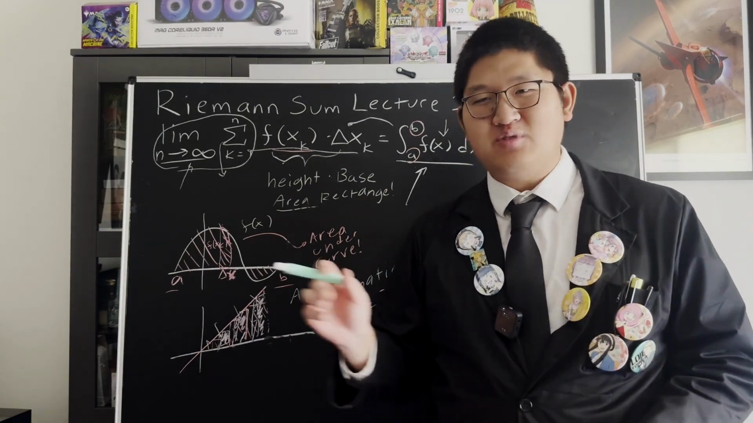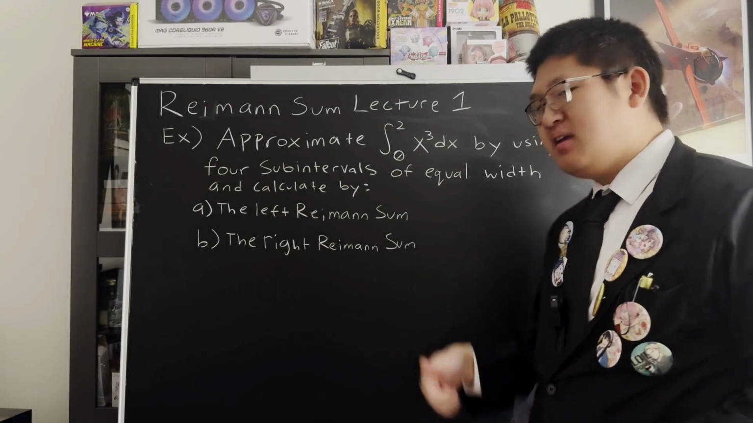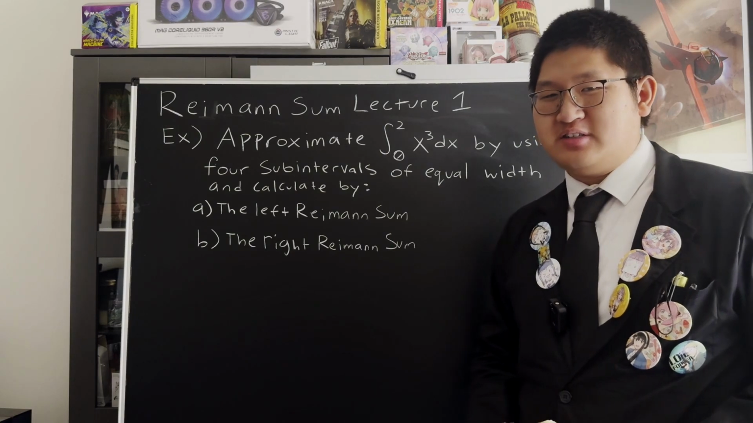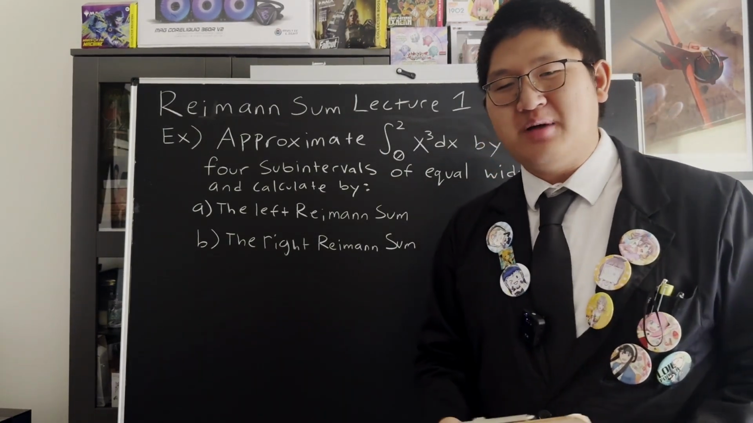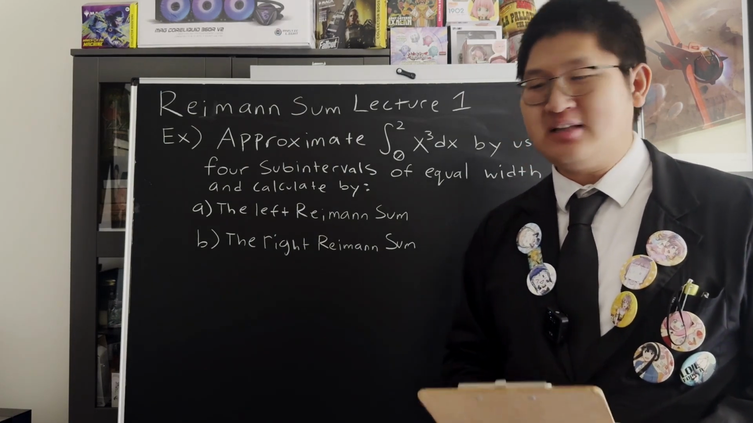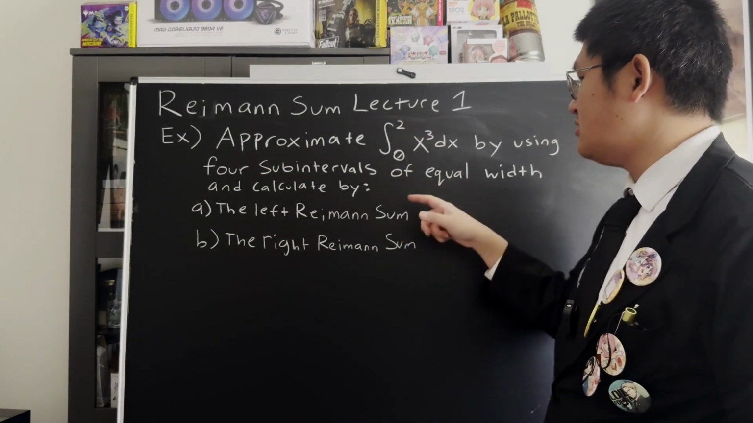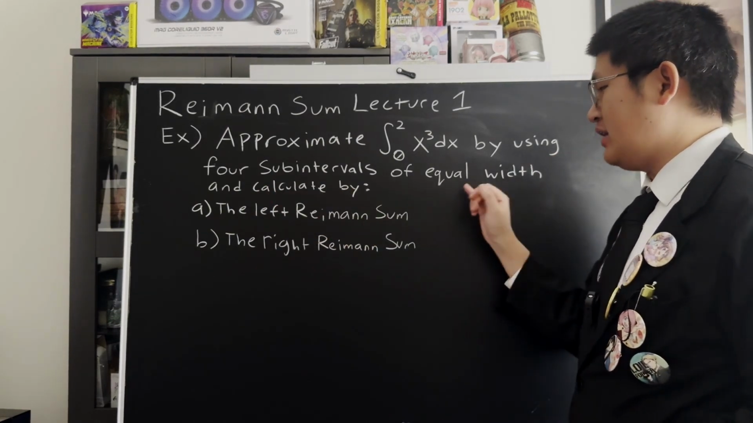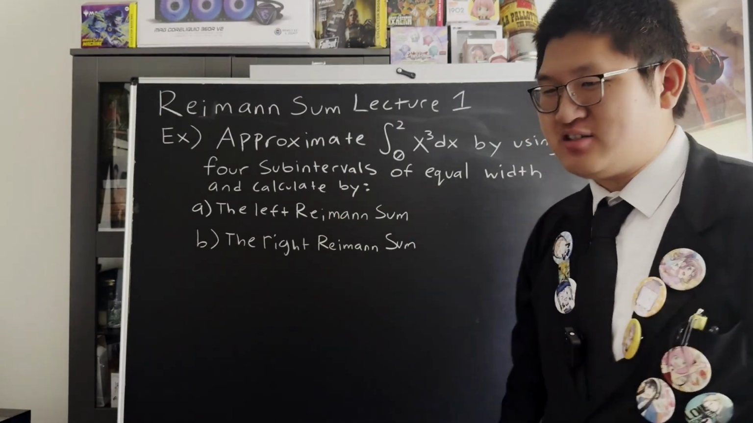And so with that, let's swap over to maybe something that looks a little bit like this, where this is indeed quite the large example, but nonetheless, this will illustrate to us in better sense what a Riemann sum looks like and how we can get to some easy answers. So it says here that we will approximate the integral going from 0 to 2 of x cubed dx by using 4 subintervals of equal width, and then calculate by first the left Riemann sum and the right Riemann sum.